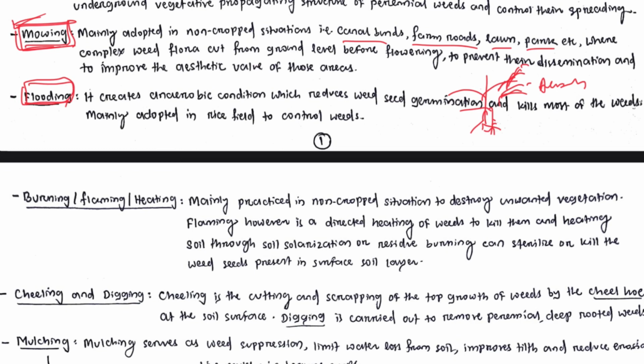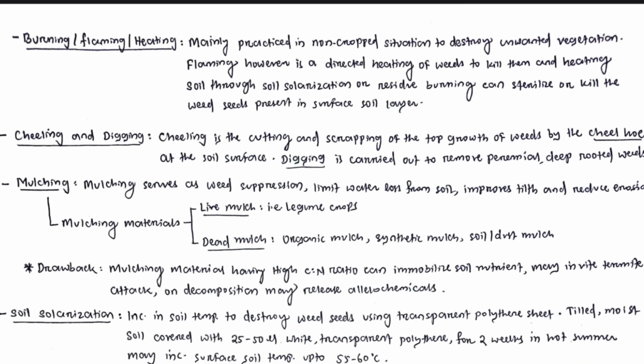So other weeds, that is other plants or the unwanted plants, that is called weed, they cannot sustain in that situation. Some weeds may sustain, but most of the weeds will get killed if we submerge the field. So in a rice field, generally we do flooding to control the weeds.